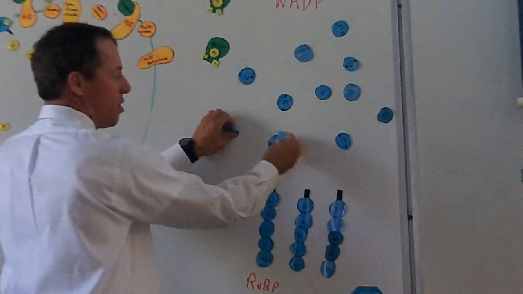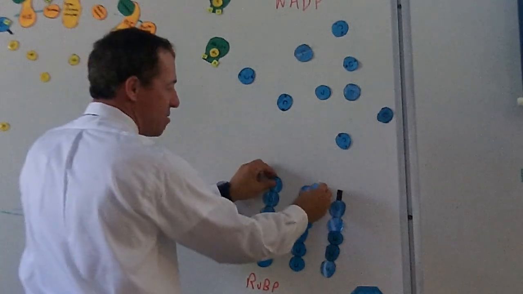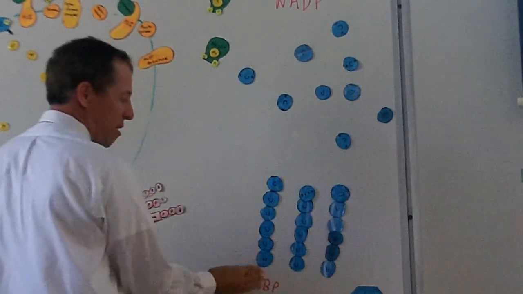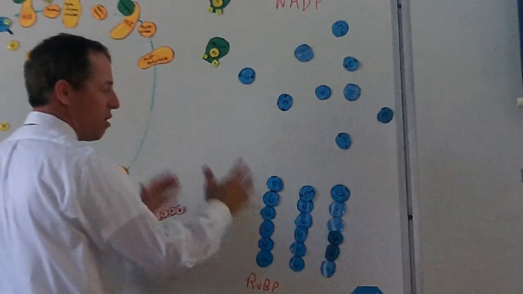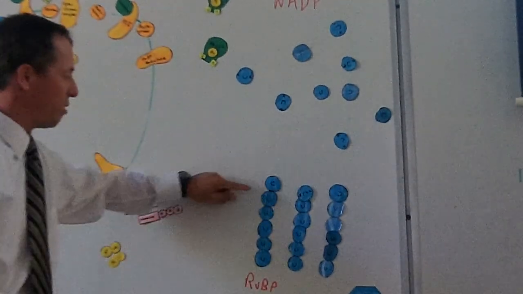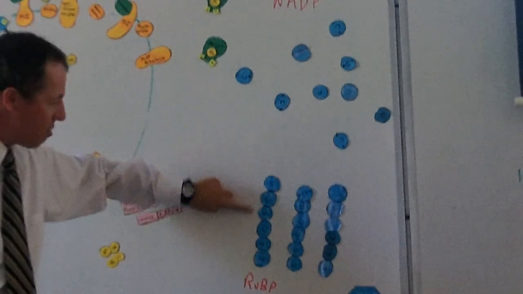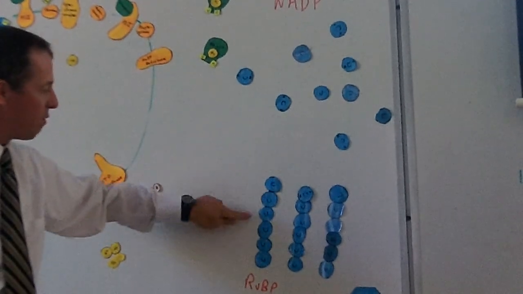Here we go. Three CO2 molecules come in and attach themselves to 3 RUBP molecules, forming 3 6-carbon molecules. When I say 6 carbon, I mean they have 6 carbons per molecule. 1, 2, 3, 4, 5, 6.